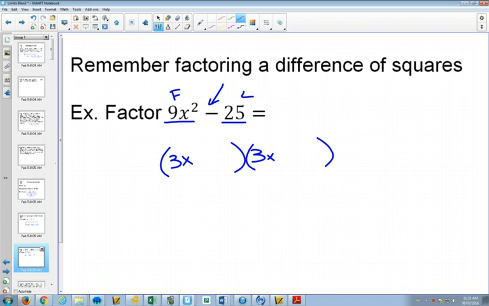Well, there's two different ways to get the first one, but in a difference of squares, both of these are perfect squares, because 3 times 3 is 9, x times x is x squared, 5 times 5 is 25. And when you have a difference of squares, you'll have one positive and one negative. And then once you factored that, you would check, is there anything more that I can factor? In this case, you can't. This is as far as you could factor.